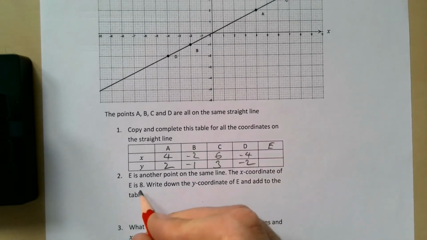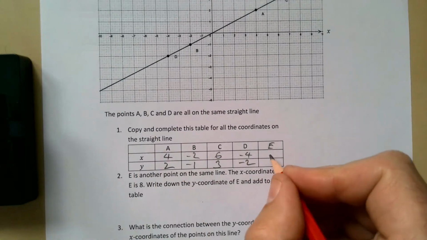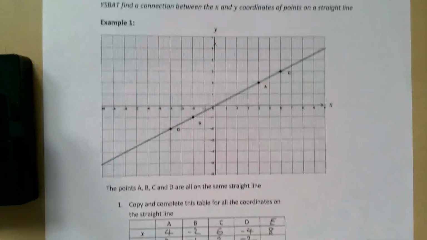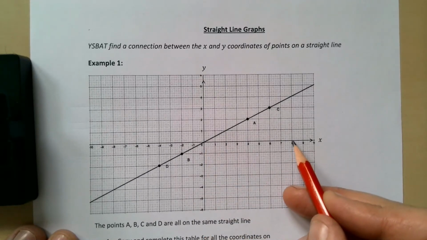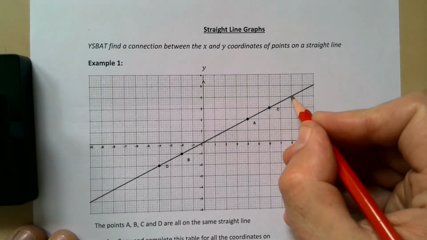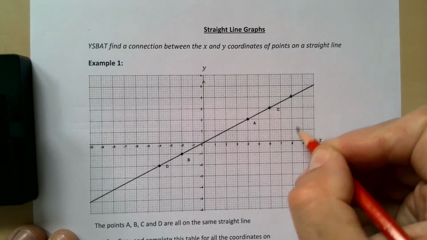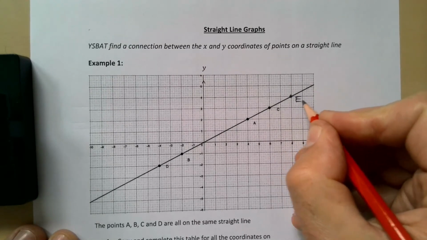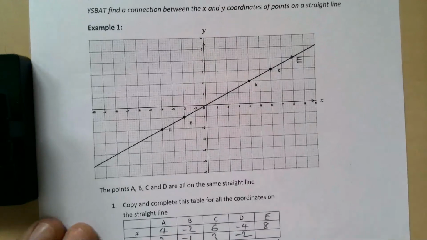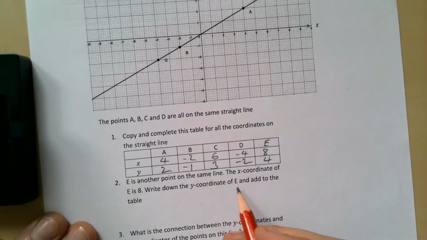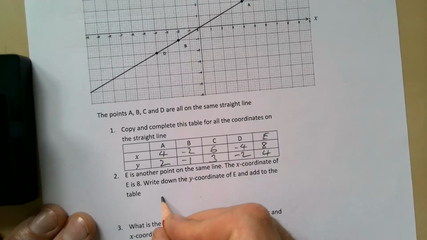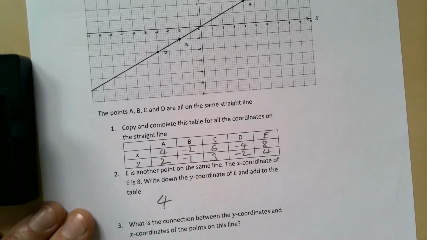There's E, and it says the x coordinate is 8. So let's go and we'll put it on here. 1, 2, 3, 4, 5, 6, 7, 8. We're just going to go up until we hit the line. There's going to be E there. Obviously, it's on the line. It says the x coordinate is 8. So there is E, and the y coordinate then is going to be 4. Write down the y coordinate of E. So that's going to be 4.